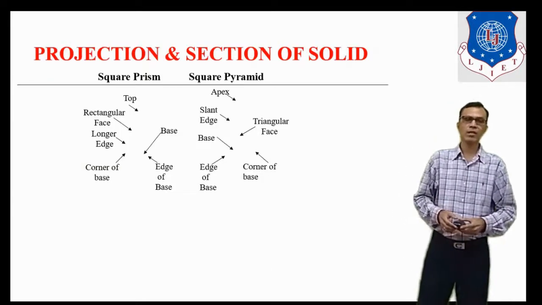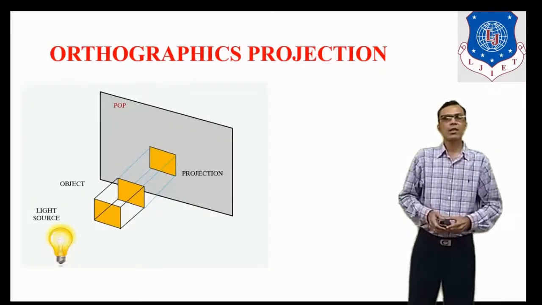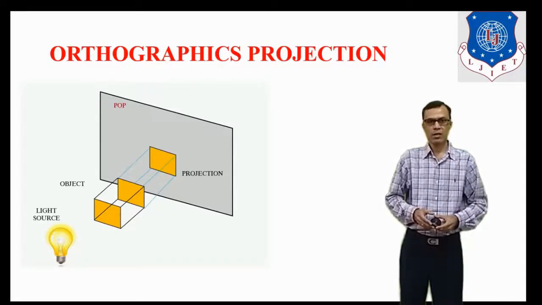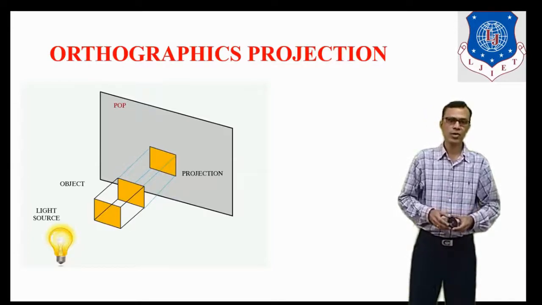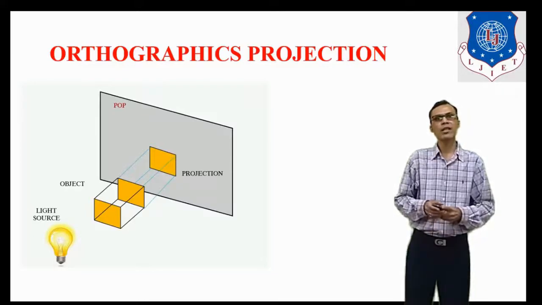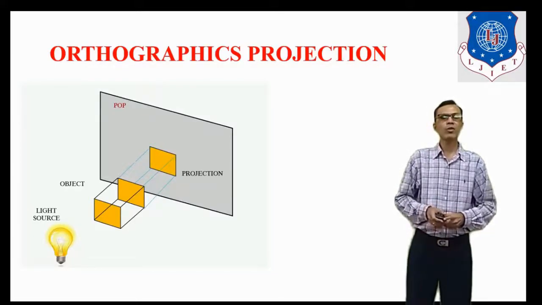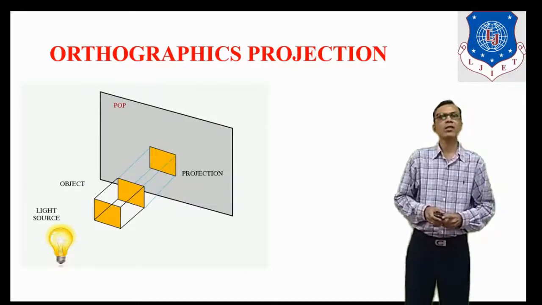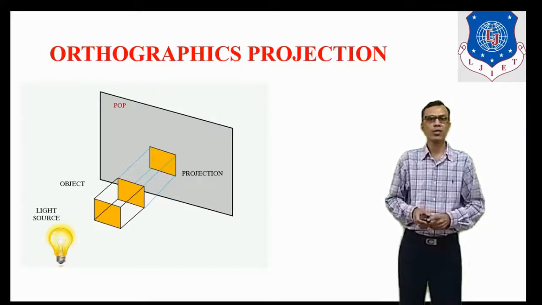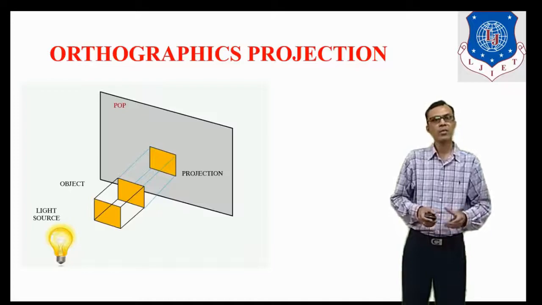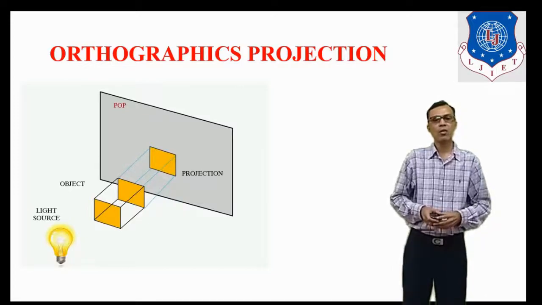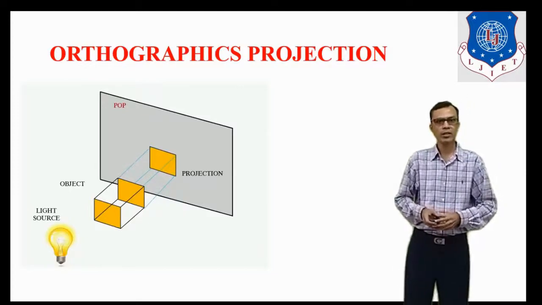Next chapter in your syllabus is orthographic projection. Orthographic projection is very important chapter in your syllabus. See, let's understand simple meaning of projection. Here one object is shown, there is one light source, and there is one POV, that is plane of projection. If we throw a light on this object, then same image or shadow we can see on plane of projection. That image is known as projection. Here there is some assumption, that is light source is at infinite distance. So what will happen? All the projectors are parallel to each other.